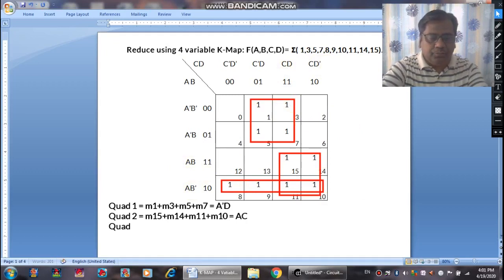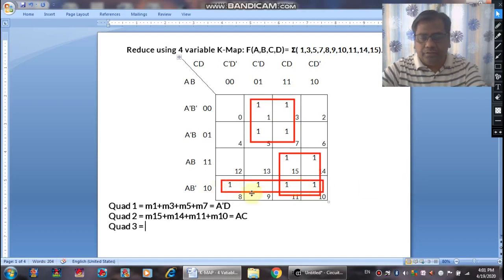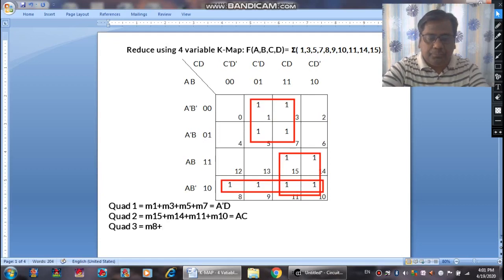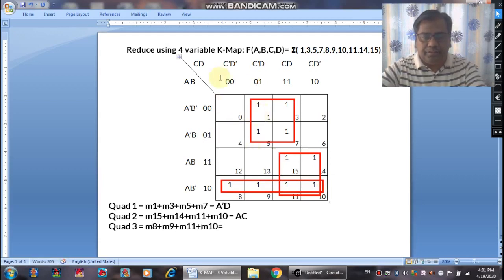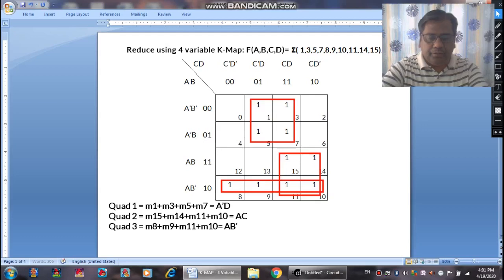Now when we talk about quad number 3, it refers to this horizontal one, that is M8 plus M9 plus M11 plus M10. When we look for the answer, from the top everything is changing. From the left, A B bar is common to the entire group. Therefore, the answer will be A B bar.